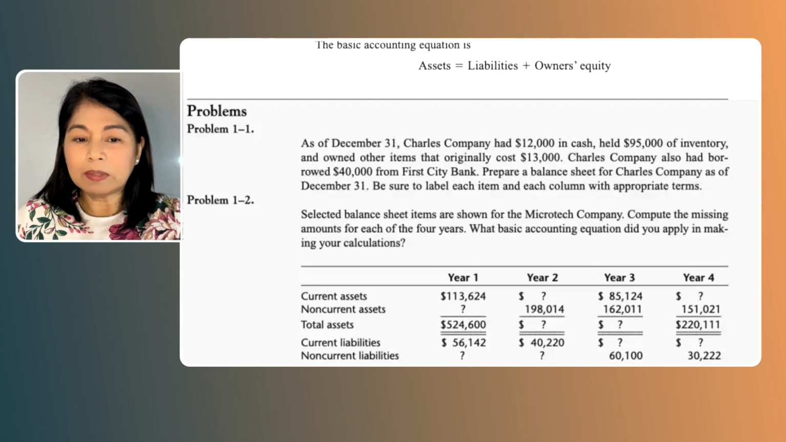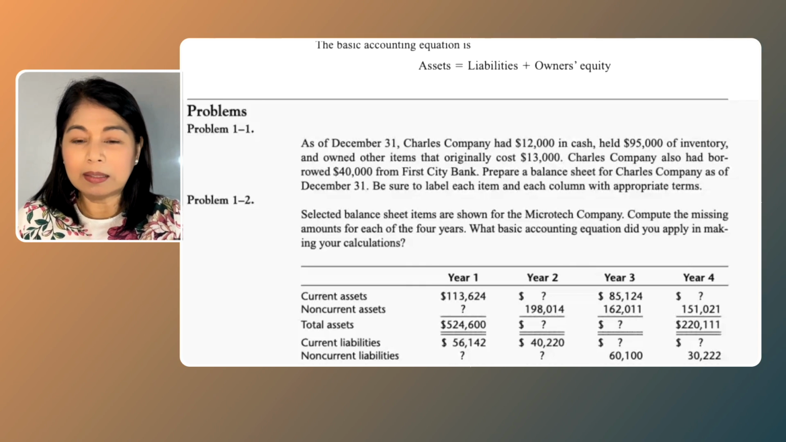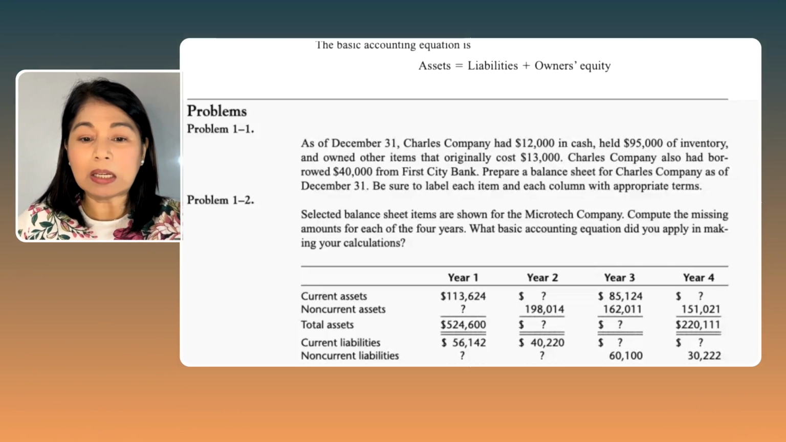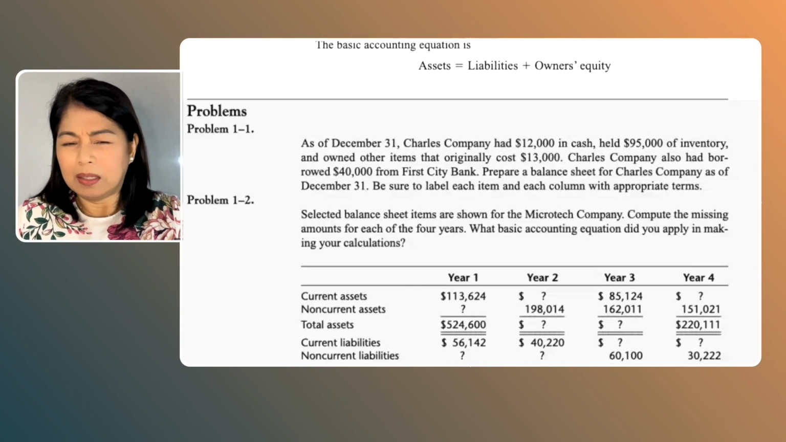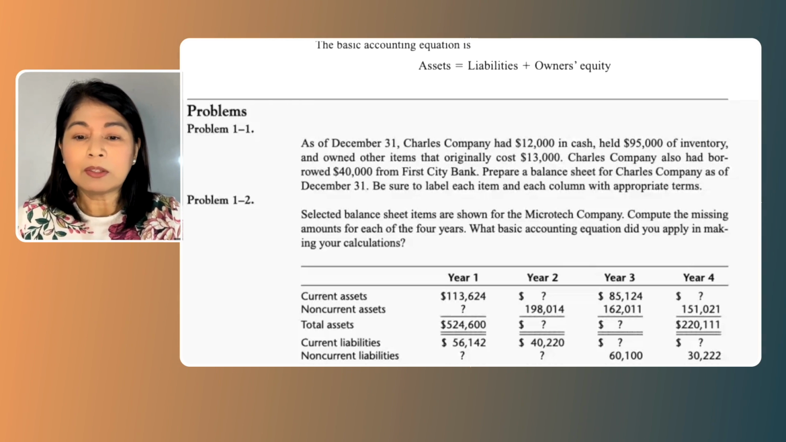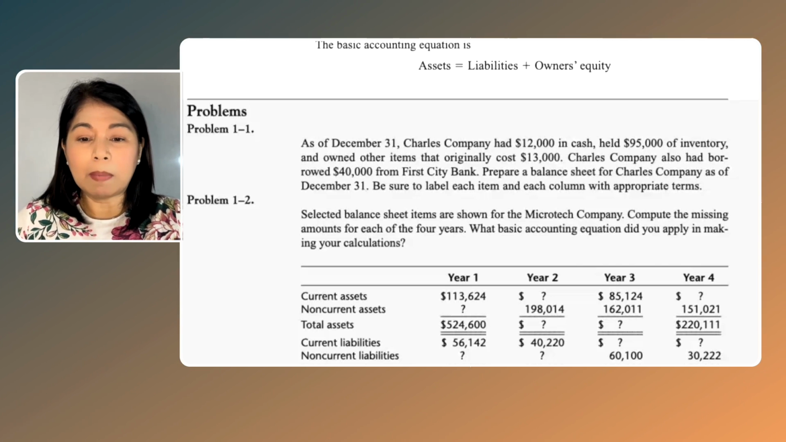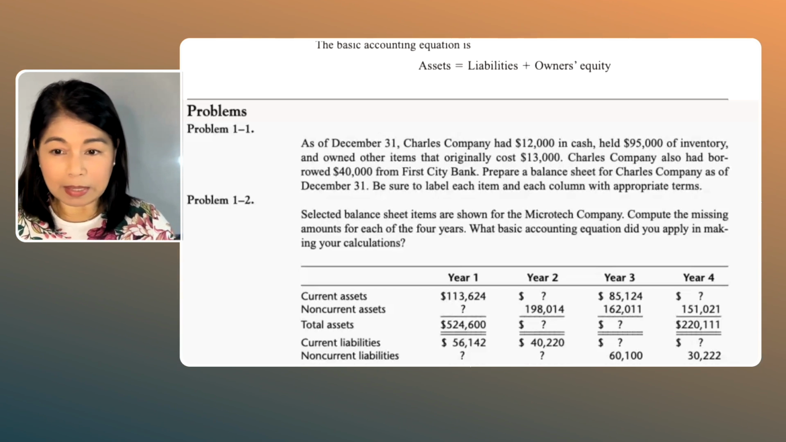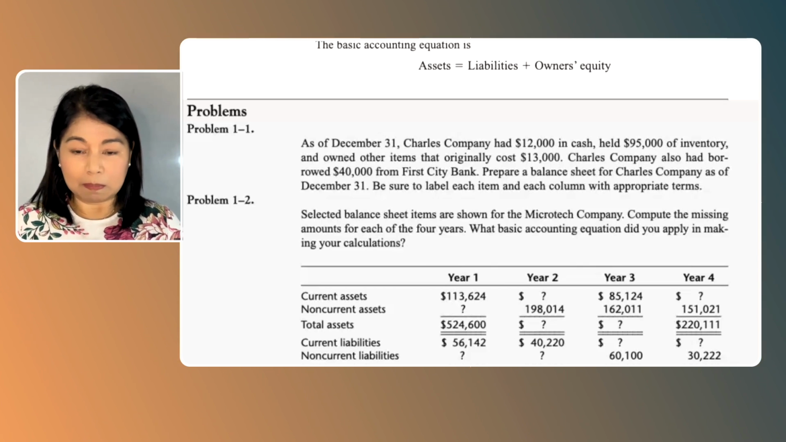When you came in, I already had in the shared screen problem 1-1. As of December 31, Charles' company had 12,000 in cash, held 95,000 in inventory, and owned other items that originally cost 13,000. Other items, we can just say asset is the account. We can just call them other items. Charles' company also had borrowed 40,000 from First City Bank. Prepare a balance sheet for Charles' company as of December 31. So this is a practical application of what we have discussed in the previous lectures.